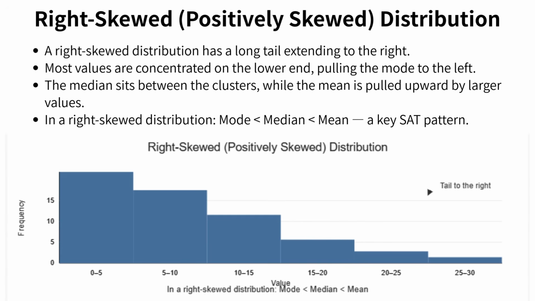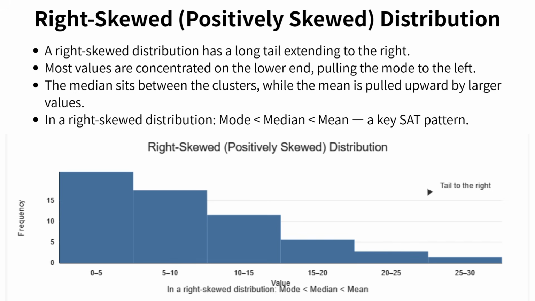This graph shows a classic example of a right-skewed, or positively skewed, distribution. In a right-skewed distribution, most of the data values are concentrated on the lower end, forming a tall cluster on the left. As the values increase, the frequency gradually drops off, creating a long tail that stretches toward the right. This shape has a predictable impact on the mean, median, and mode.